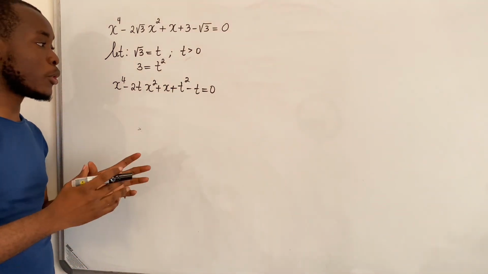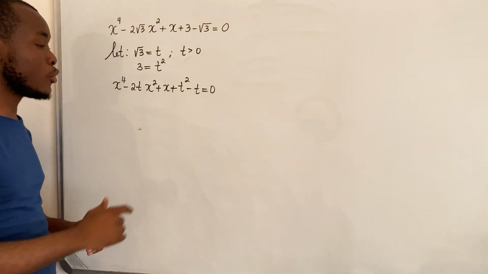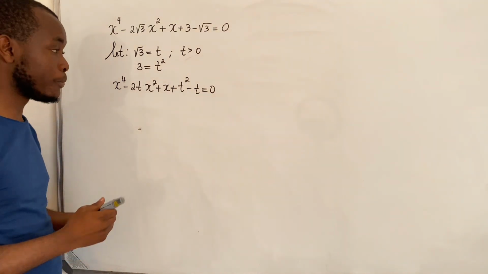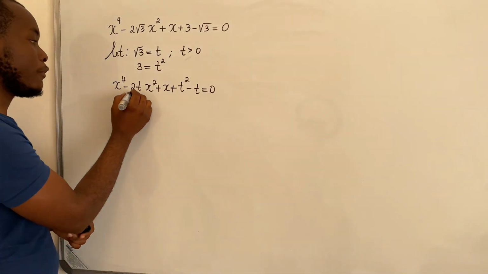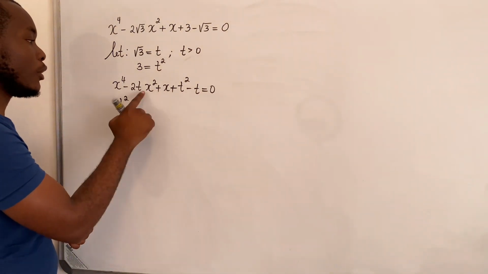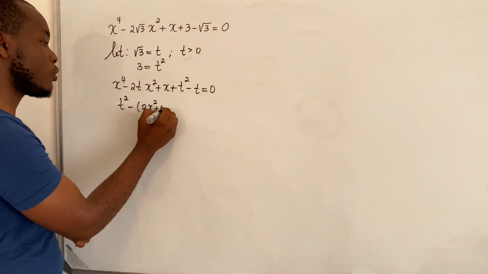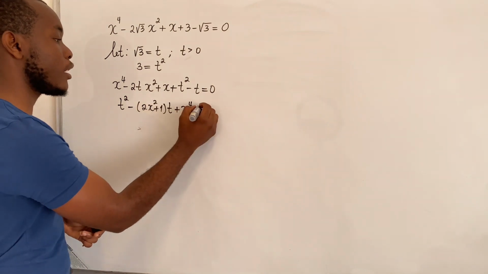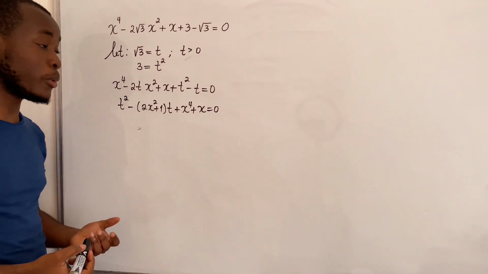Now the second approach will be solving this equation, but now with respect to t. The highest degree of t is 2, so that means it's a quadratic equation. So grouping that, we will have t squared, factorizing the t here with this t, minus 2x squared plus 1 t plus x to the power 4 plus this x here equal to 0. Okay, so this is now a quadratic equation.